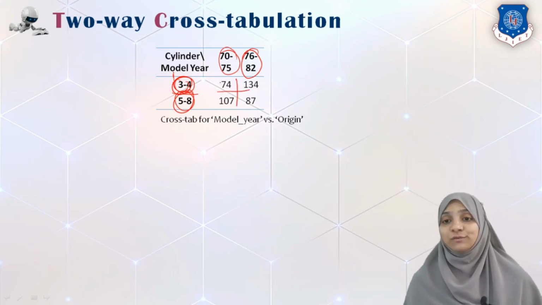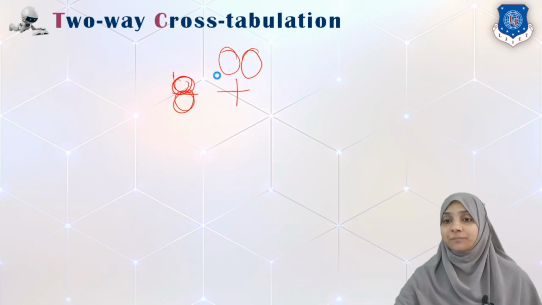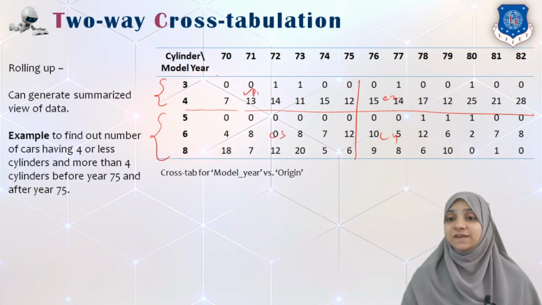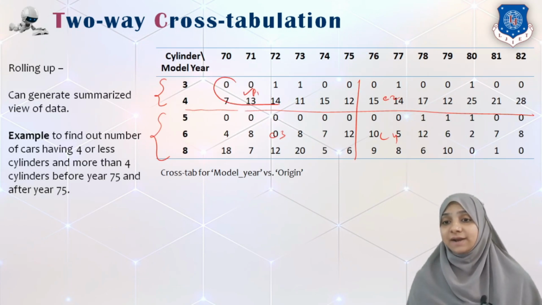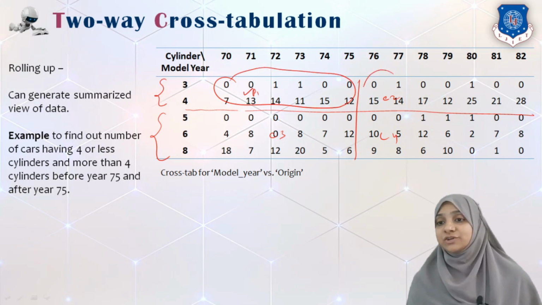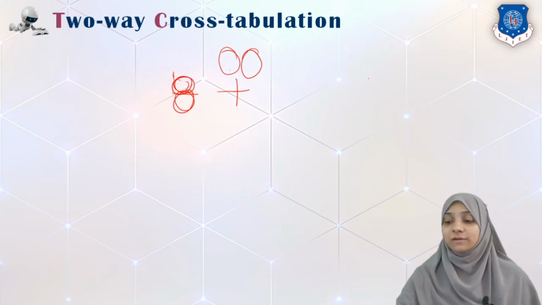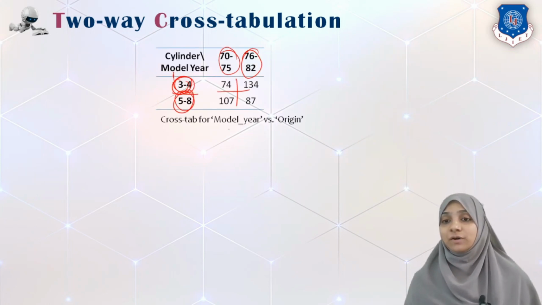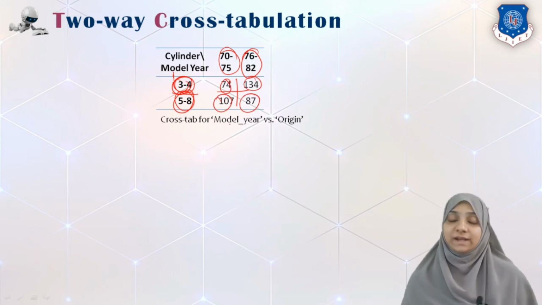And their values that we have seen over here, as you can see here, values are added up in order to generate a single cell value. Similarly, to generate this cell value, I need to add up all these values. So here we have got values 74, 134, 107 and 87.